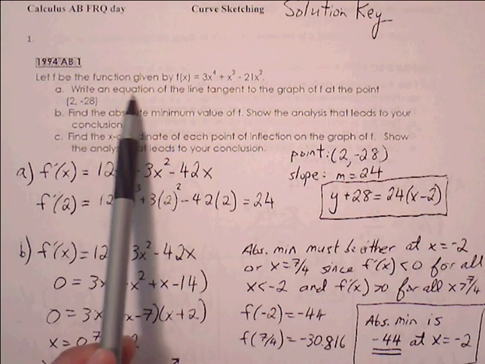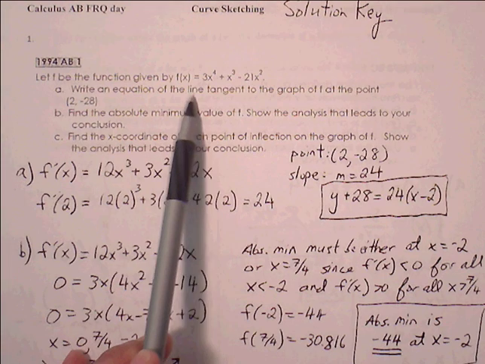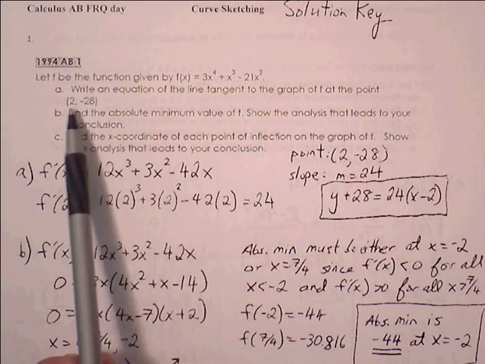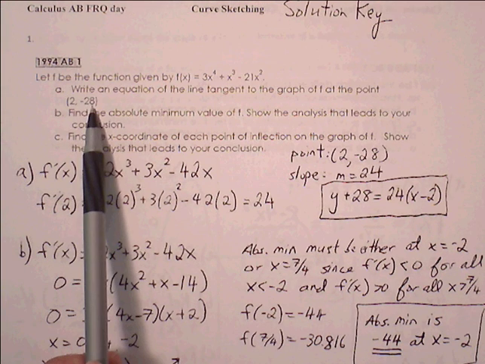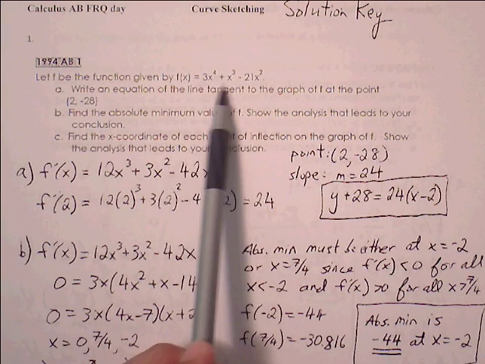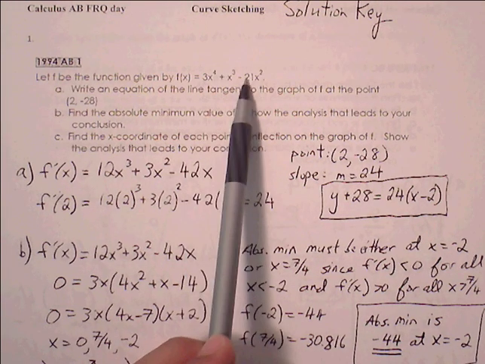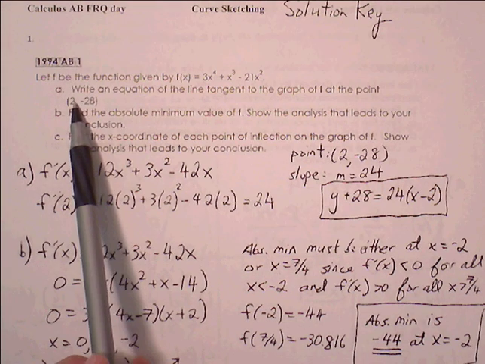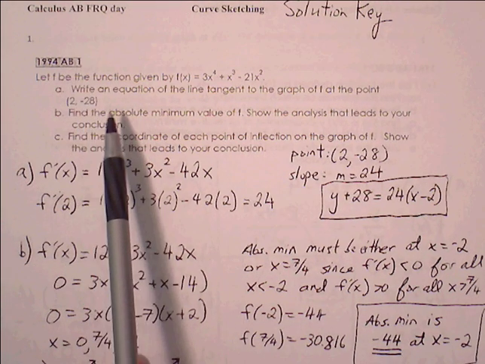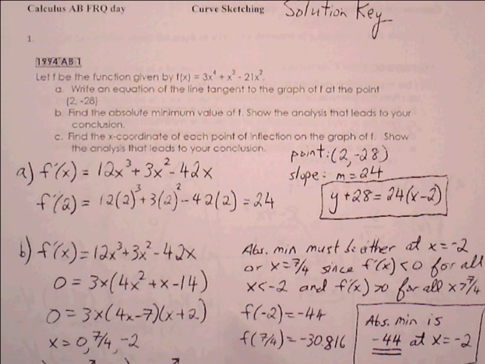So if we want to find the tangent line equation, we need two pieces of information. We need an ordered pair and we need a slope. So it looks like we're given the ordered pair. We just need to find the slope. To find the slope, we can go back to our equation, find the derivative, and then evaluate the derivative at the x value. That will allow us to get the slope of the tangent line to the curve at that point.